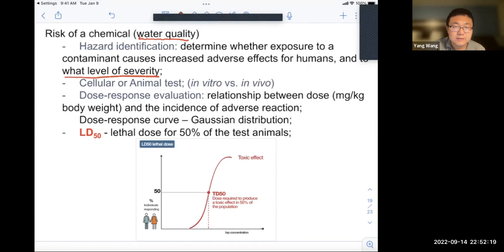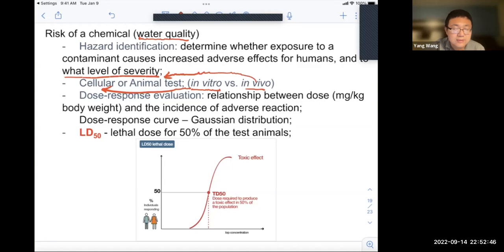People can do cellular tests or animal tests. People also call these in vitro tests or in vivo tests. These two terms are Latin. In vitro means doing everything in cells, and in vivo means doing things on animals. So basically you can expose certain chemicals to cells and see how much or how fast the cells are going to die.